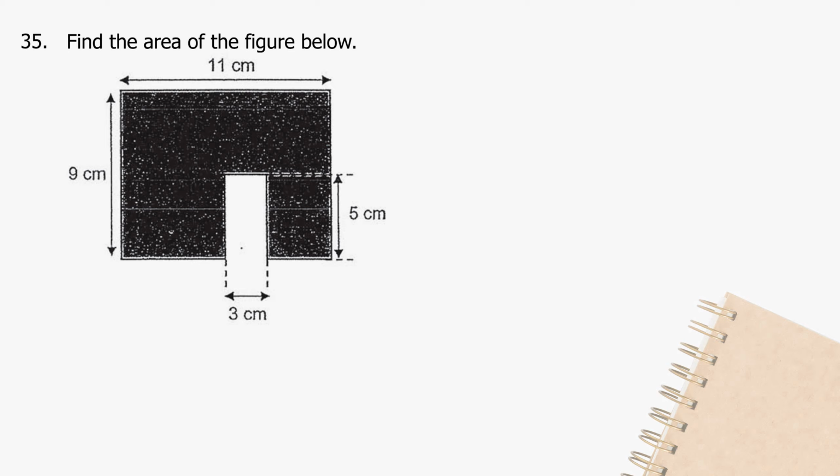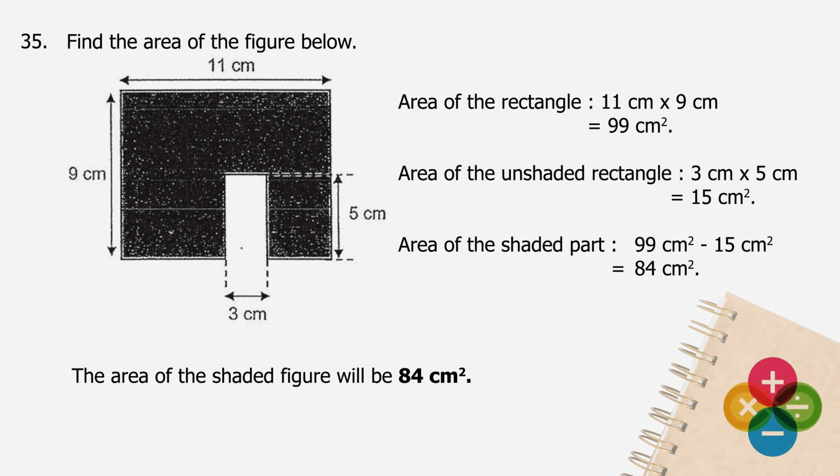Question 35. Find the area of the figure below. The area of the rectangle will be, multiply 11 cm by 9 cm, and the product is 99 square centimeters. The area of the unshaded rectangle will be, multiply 3 cm by 5 cm, and the product is 15 square centimeters. The area of the shaded part will be, subtract 99 square centimeters by 15 square centimeters, and the difference is 84 square centimeters. The area of the shaded figure will be 84 square centimeters.